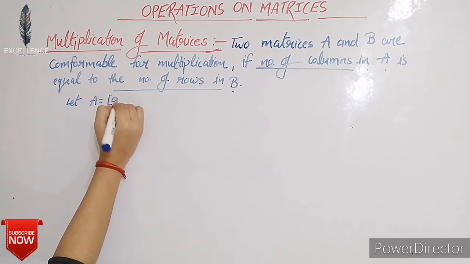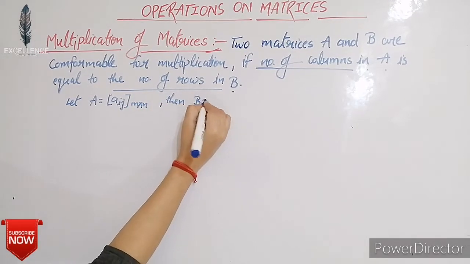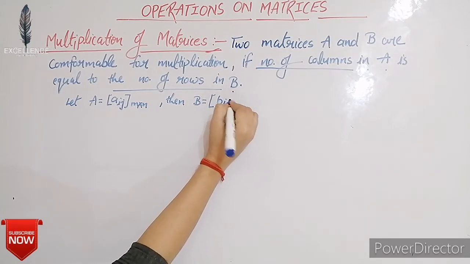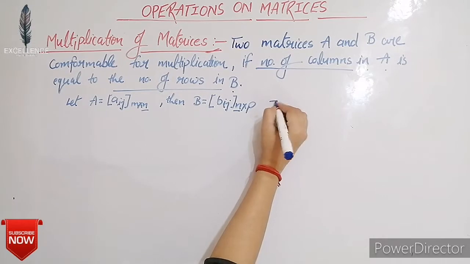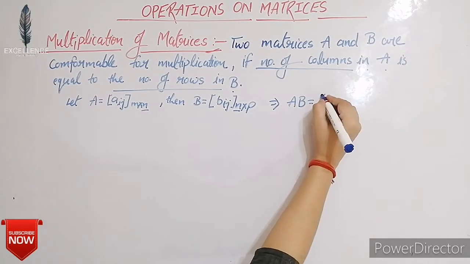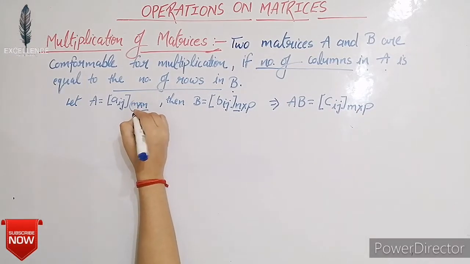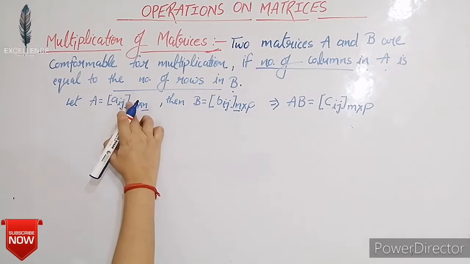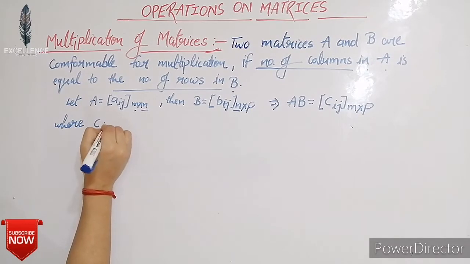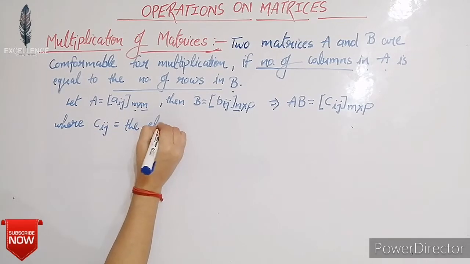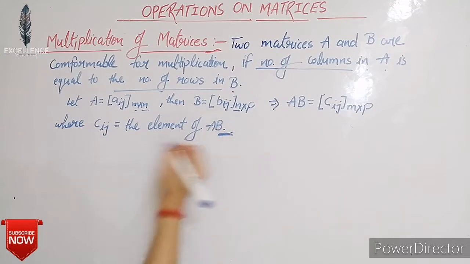So let A be equal to Aij of order m into n, then B is equal to Bij of order n into p. The number of columns in A is equal to the number of rows in B, that is n. Then AB is equal to Cij of order m into p, where Cij is the element of the product AB. It is the element of the product of the two matrices.